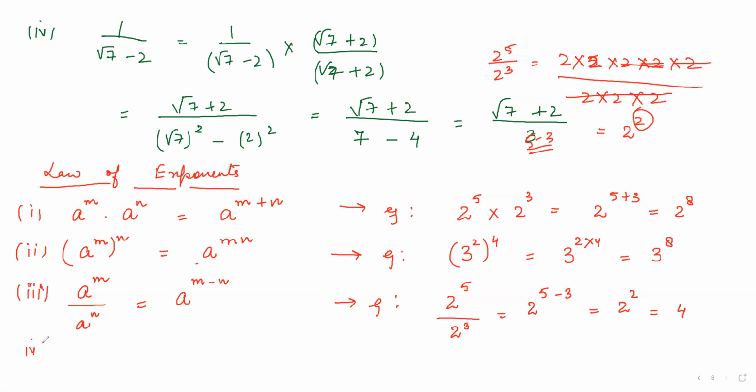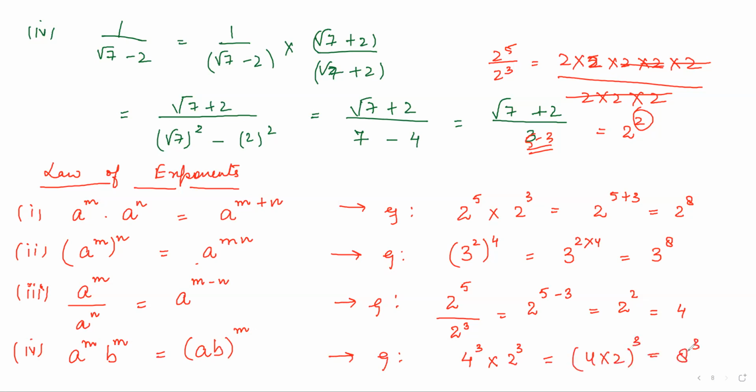Fourth, a to the power m. Let's say you have different numbers whose powers are the same. Numbers are different, but powers are the same. In that case, you can multiply the numbers together and then write the power outside. Let's take one example. I have 4 to the power 3 times 2 to the power 3. Numbers are different, powers are same. So this can be written as 4 into 2 to the power 3, which is 8 to the power 3.